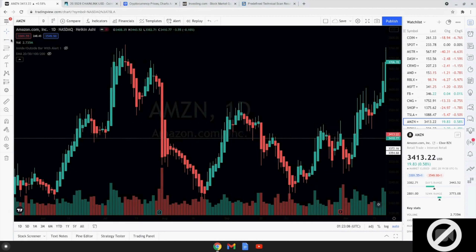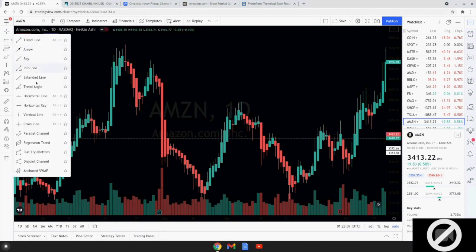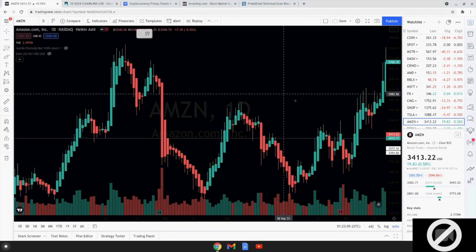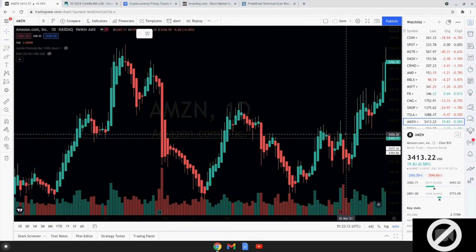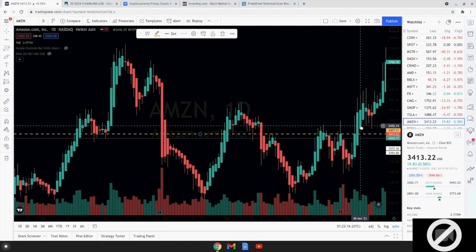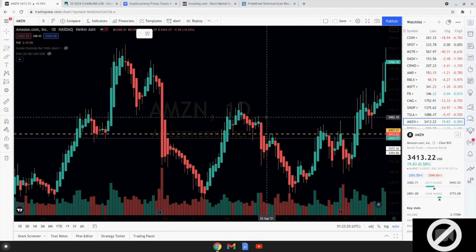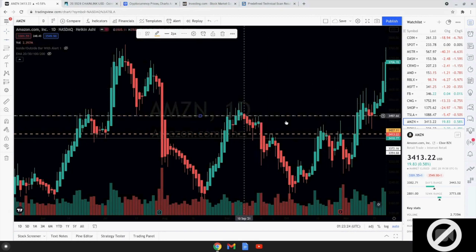Let me mark this up real quick. So this is the neckline. You want to get as many touches as possible right here, right? And then close above here, continue to go up, and then you're like, okay, cool. Where's my next level at, right? So I'm looking at this, right? I'm not even looking over here. I'm looking at this. I'm looking at this.